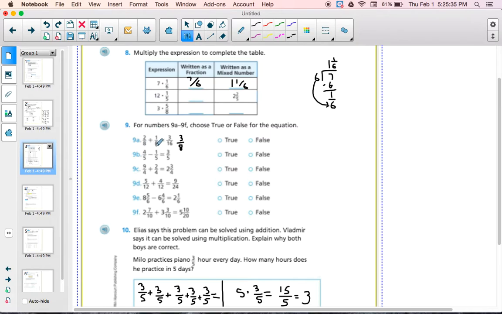2/8 plus 1/8 equals 3/16? No, that equals 3/8. So this is false. 4/5 minus 1/5 equals 3/5. 4 minus 1 is 3. Yes, that's true.